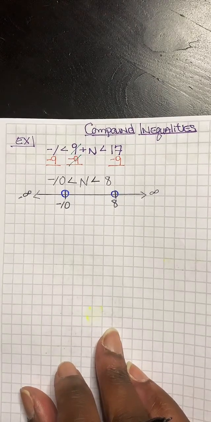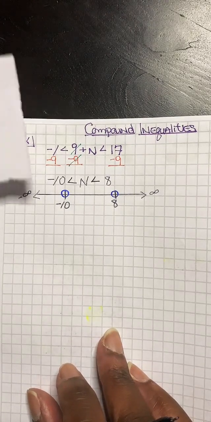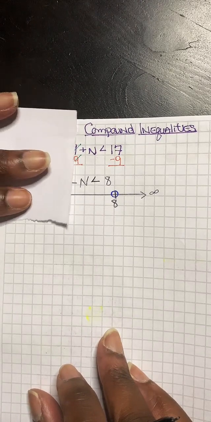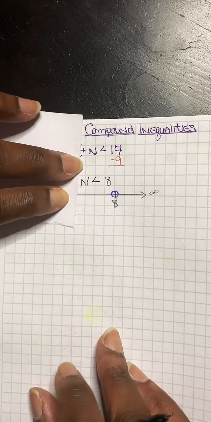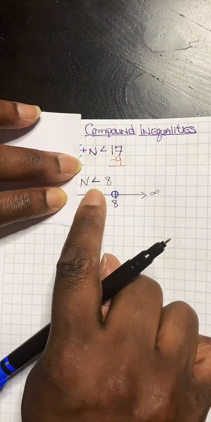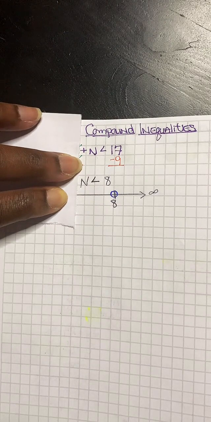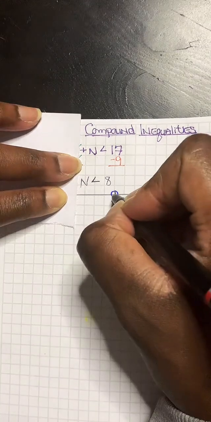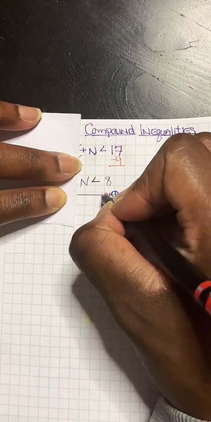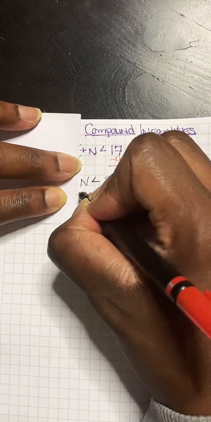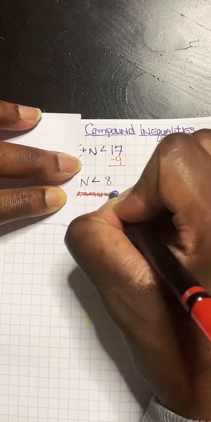Now, here's the thing. Which way are we going to shade? So let's start with this one. We're saying n is less than 8. Okay, so it's not including 8, but we're dealing with everything less than 8. So that means we're looking at from 8 all the way down to negative infinity.